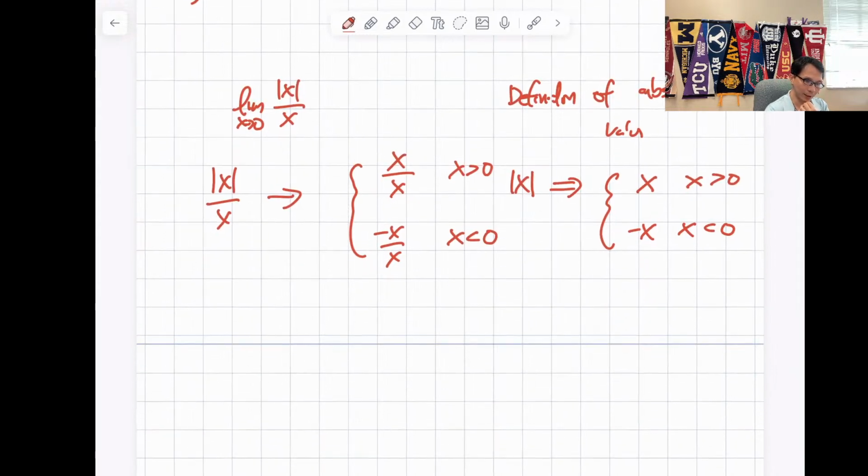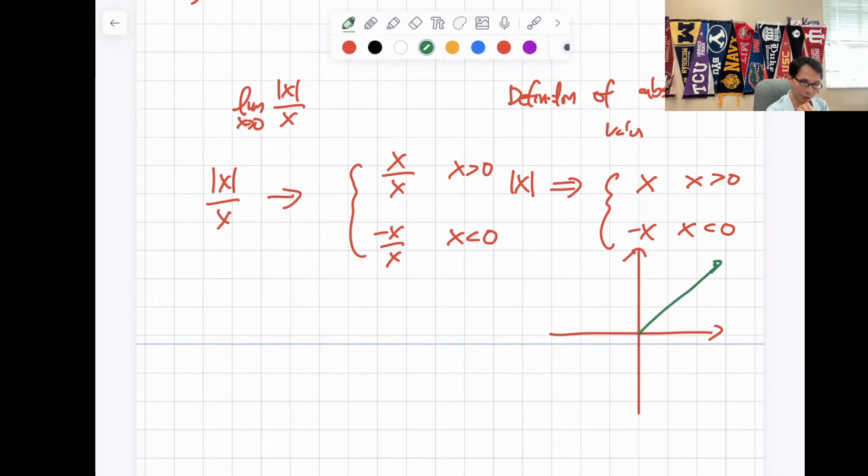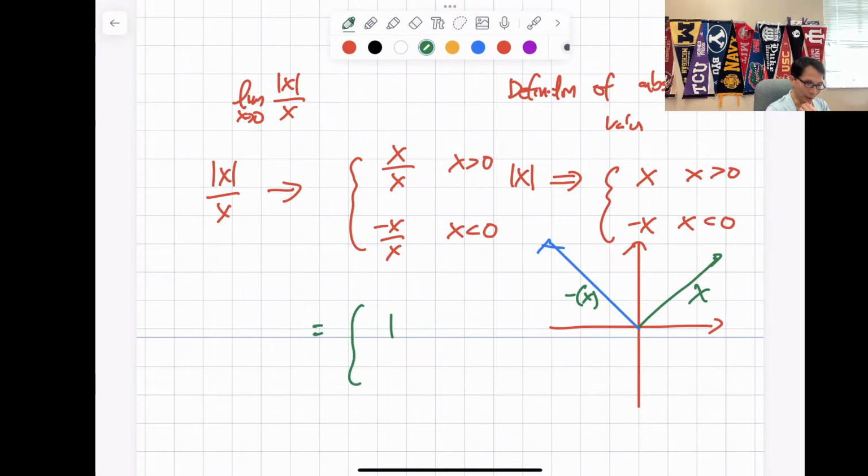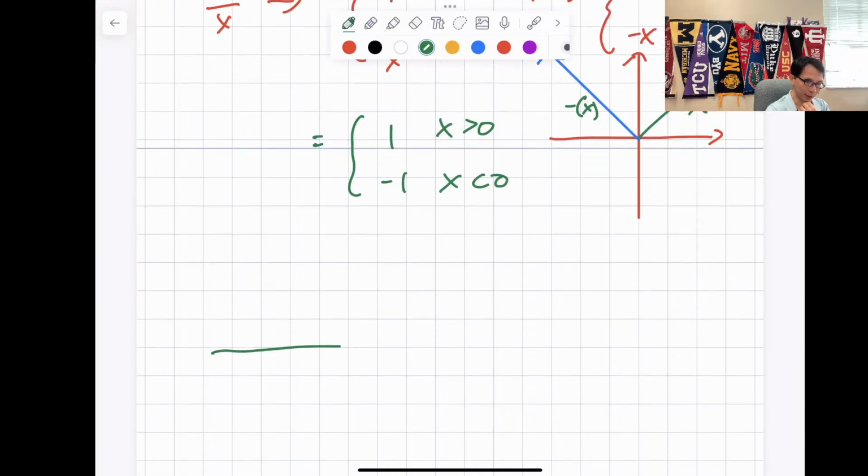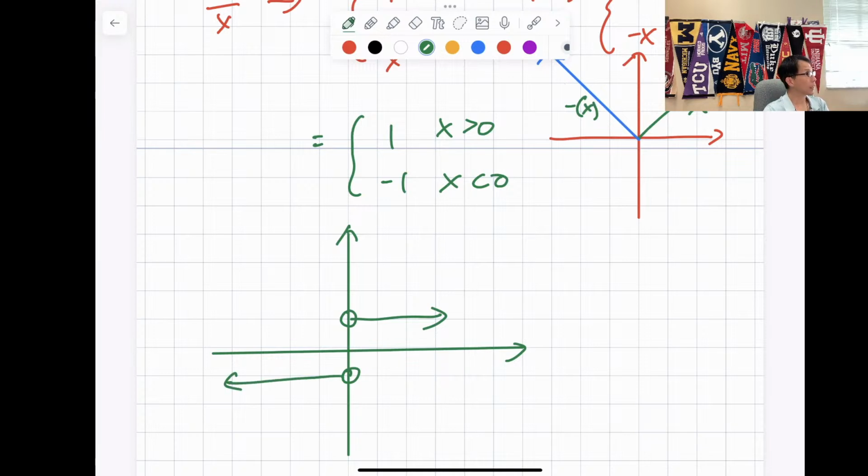The reason being is this. You should have the graph of the absolute value here, and you should have the graph of this. This is going to be positive x, and this is a negative version of that. So I can rewrite it as 1 when x is greater than 0 and negative 1 when x is less than 0. So the graph is going to look something like this, like Aiden's saying: 1 on the right side, negative 1 on the left side.